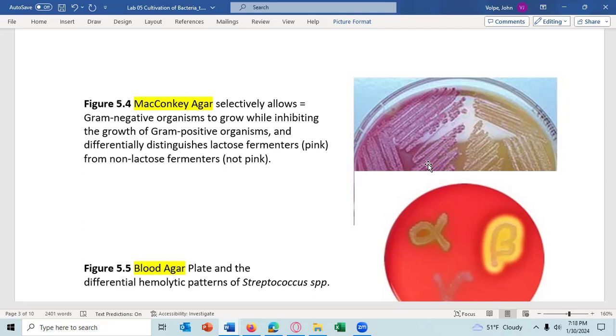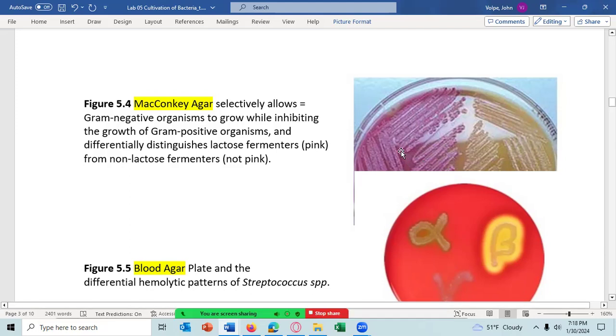If it grows, you can also use it as a differential media to differentiate its ability to ferment the sugar lactose. If the bacteria can ferment the sugar lactose, it produces acids which will lower the pH, which will change the color of the plate to be pink. So this bacteria can ferment lactose, the sugar lactose, which will lower the pH, making the media look pink. And you notice the cells also look pink. If the bacteria, on the other hand, cannot ferment the sugar lactose, the cells will not look pink, and the media is not looking pink either.